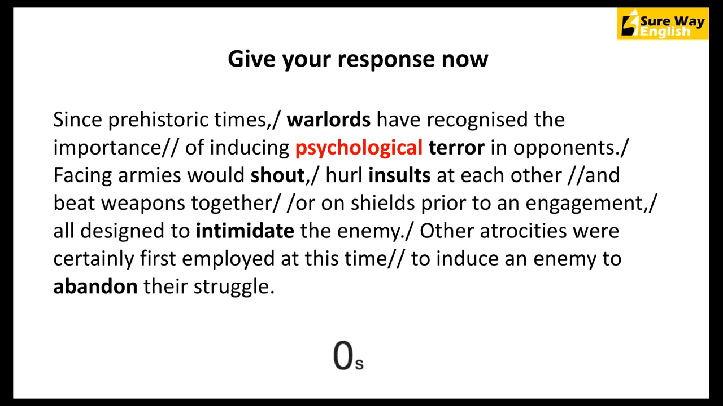If you are similarly reading a number of options separated by commas, then again, after one option you would lower your voice, and then when you are starting to read the other option, you will again raise your voice. For example, in this case, facing armies would shout, hurl insults at each other, and beat weapons together. So there you would have noticed the lowering and the raising of my voice. Those are the things that you need to capture, and if you are able to do that, then you will definitely achieve a good score in Read Aloud.